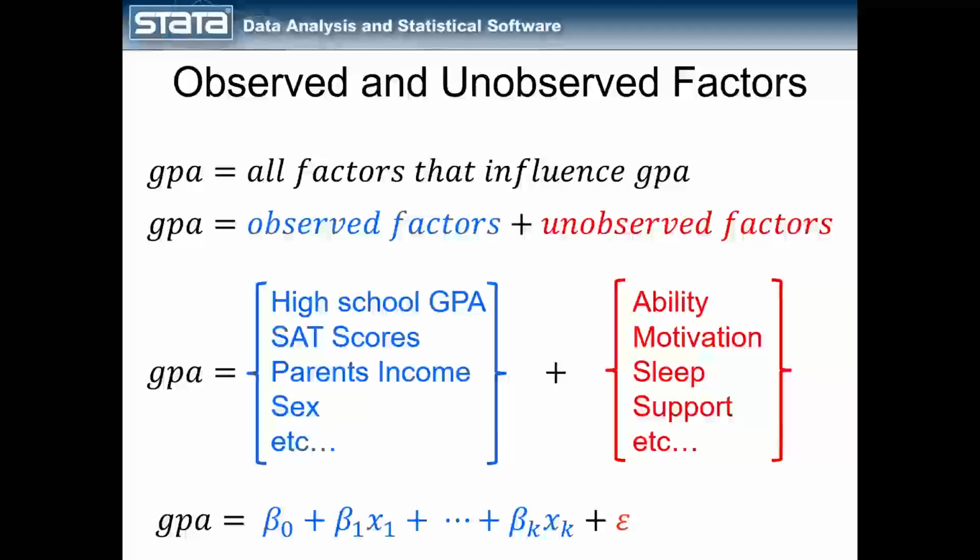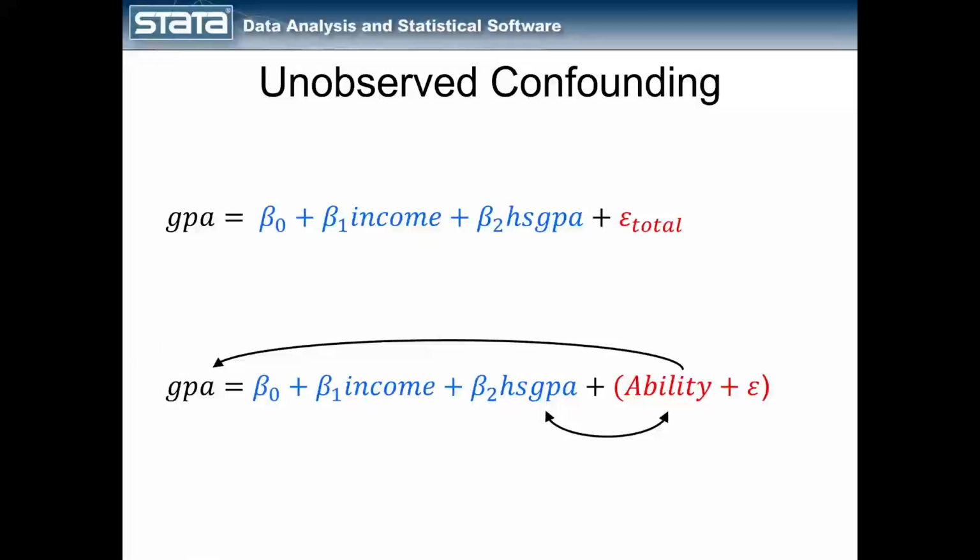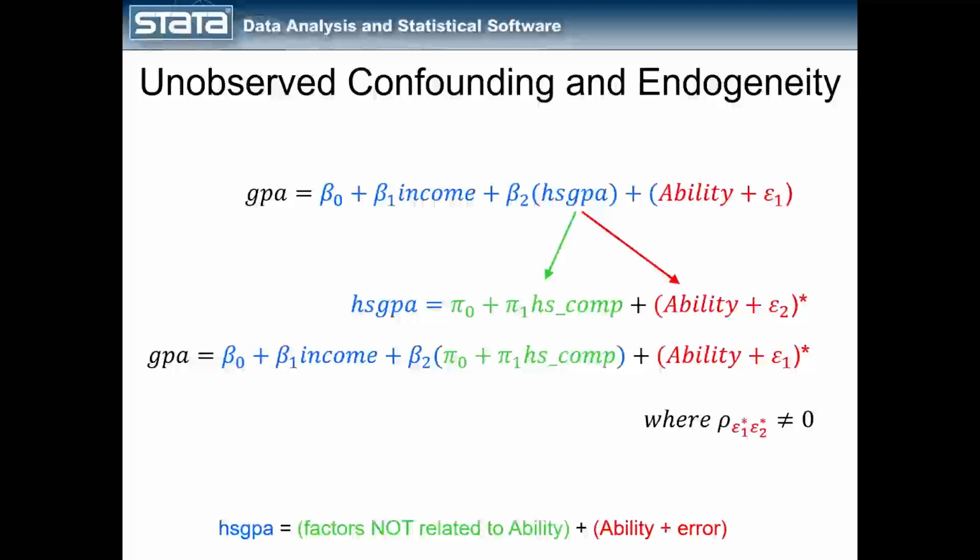So if we have these other unobserved factors, what do we do with them? Well, let's think about ability for a moment. Let's just stipulate that ability is something we believe exists, and we believe ability influences your high school GPA, and we also believe ability probably influences your college GPA. If that's the case, then ability here could be an unobserved confounder.